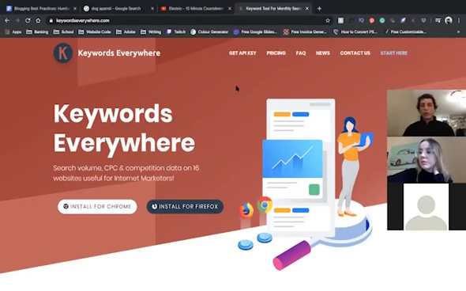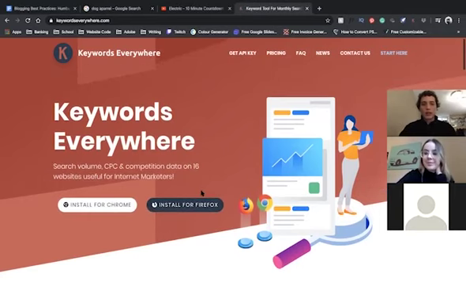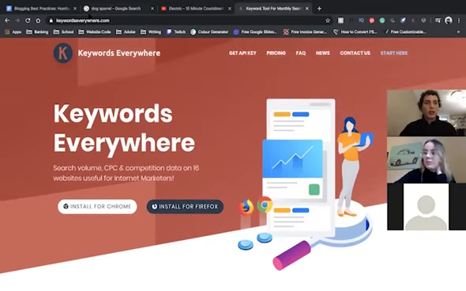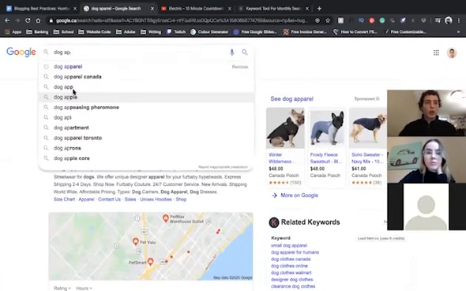So this is the Keywords Everywhere tool. I hope you can see my screen this time. Yeah, we can. Okay, perfect. You can install it for Chrome or Firefox. It takes a second. And you don't need to pay for it. It's still going to provide a lot of value. So as you can see, I'm going to put in dog apparel.